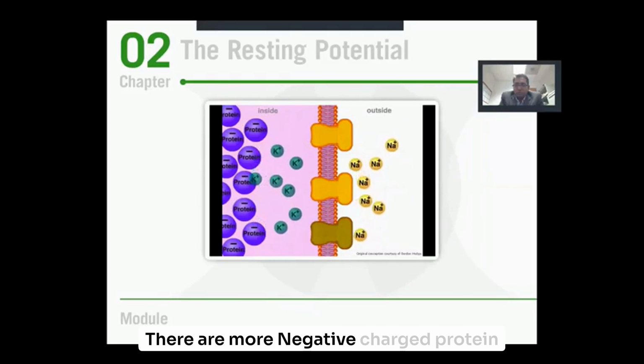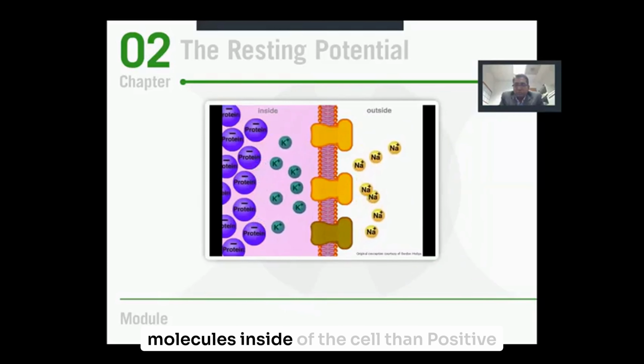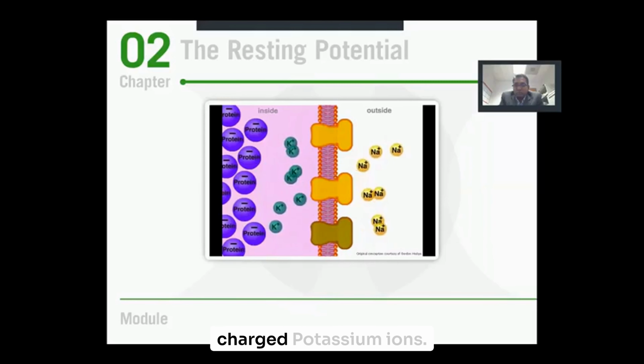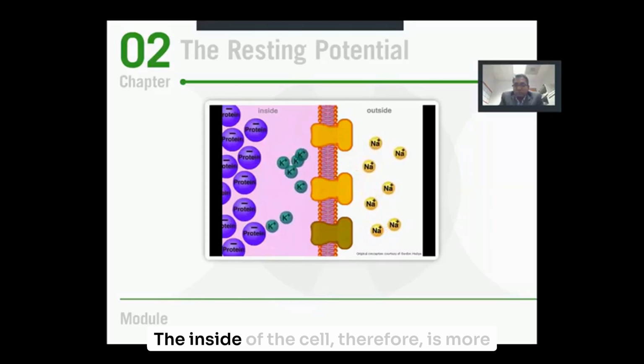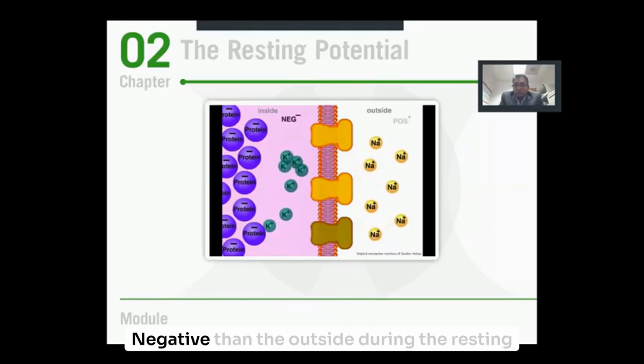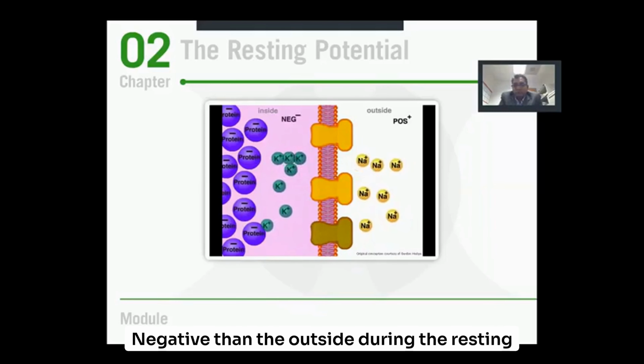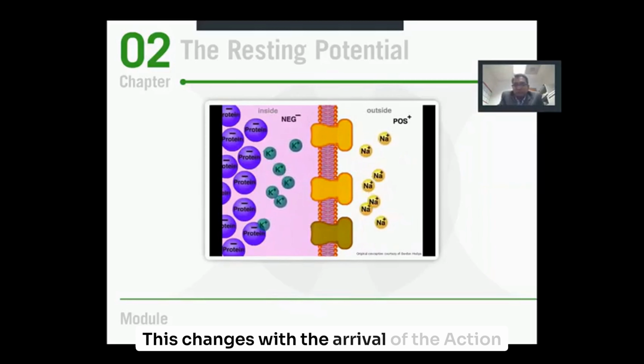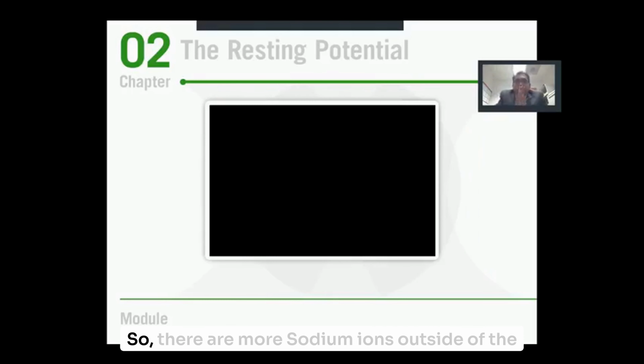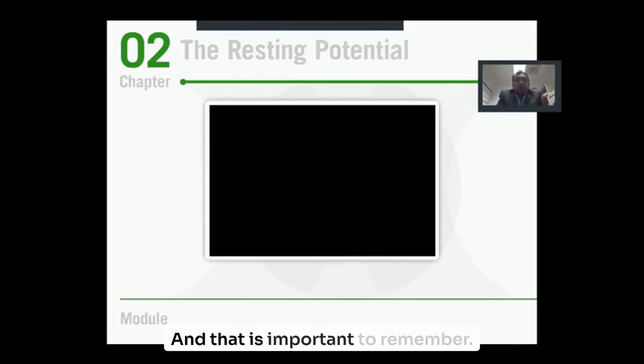There are more negative charged protein molecules inside of the cell than positive charged potassium ions. The inside of the cell, therefore, is more negative than the outside during the resting potential. This changes with the arrival of the action potential. So there are more sodium ions outside of the neuron and more potassium ions inside. And that is important to remember.